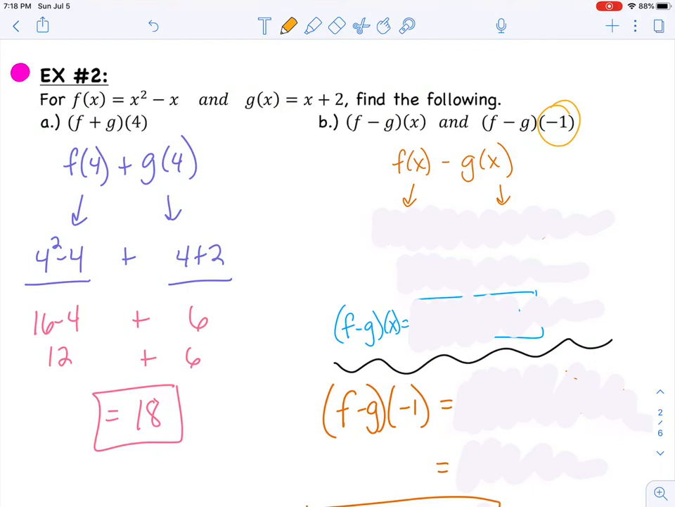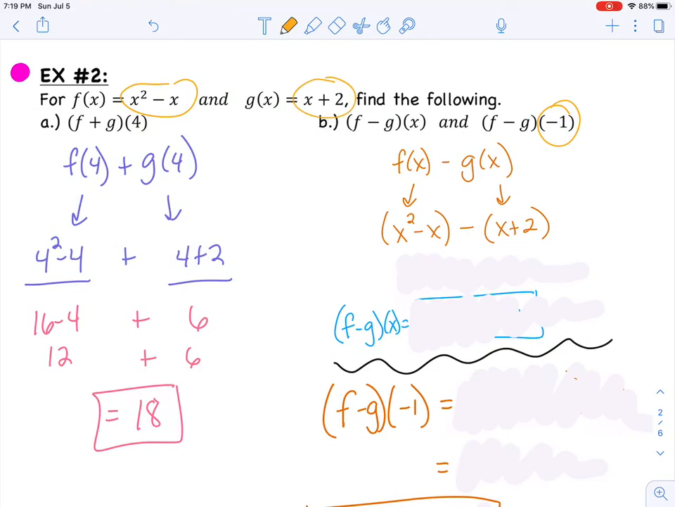All right, so f minus g of x is really f of x minus g of x. So what is f of x? Well, f of x is the x squared minus x, right? So I can plug that in. Minus g of x. Well, g of x is the x plus 2, so I can plug that in.